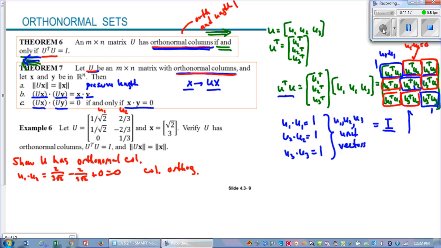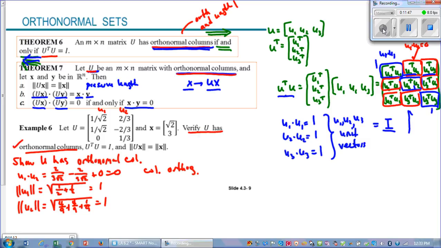And now let's just show that their magnitude is each one. So this will be the square root of 1 over 2 plus 1 over 2 plus 0 is 1. And this will be the square root of the sum of the squares of entries, 4/9 plus 4/9 plus 1/9, which is also 1. Okay, so we have that U does have orthonormal columns. Okay, so we check that.